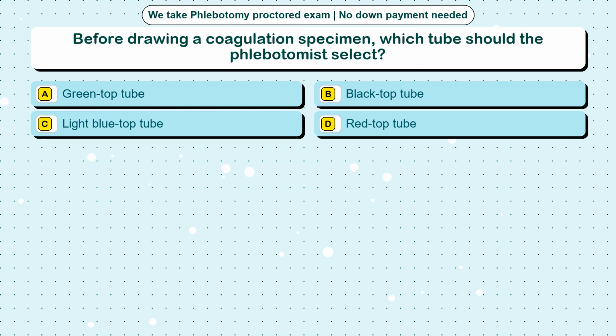Question 100. Before drawing a coagulation specimen, which tube should the phlebotomist select? Option A, green top tube. Option B, black top tube. Option C, light blue top tube. Option D, red top tube.